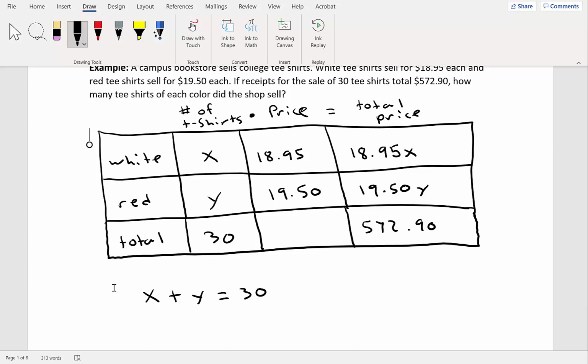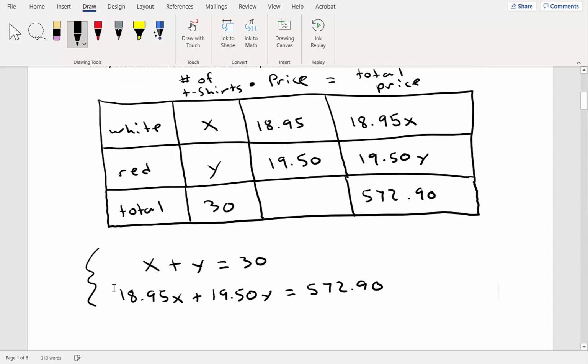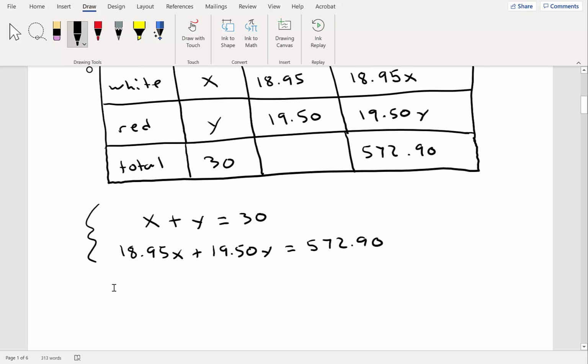The second equation will come from this last column right over here. The amount of money the bookstore made from the white t-shirts plus the amount of money that they made from the red t-shirts. This has to be equal to that total amount of $572.90. And now we have our two equations. Okay, so now let's go ahead and solve this system.